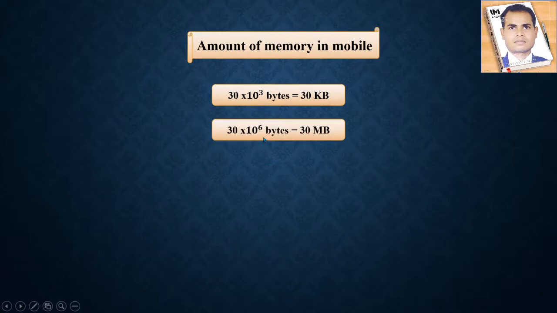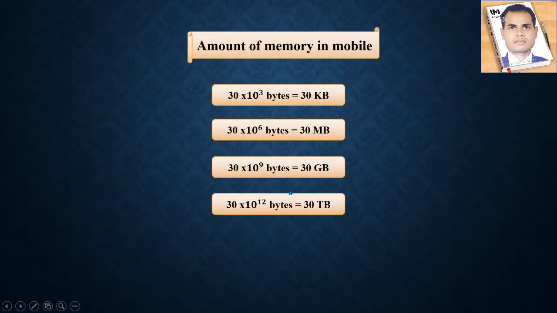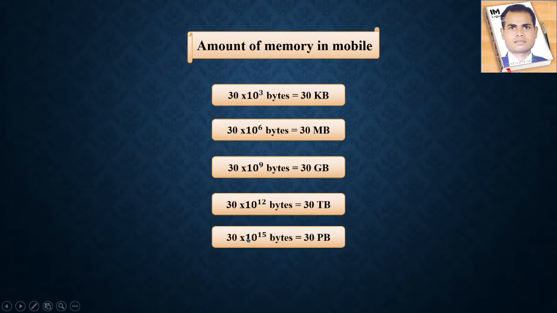And next, if you want to write 30 MB in bytes, you will write 30 × 10⁶ bytes, that means 30 MB. The next is 30 × 10⁹ bytes, which means 30 GB. The next is 30 × 10¹² bytes, which equals 30 TB. And the next is 30 × 10¹⁵ bytes, which equals 30 PB.